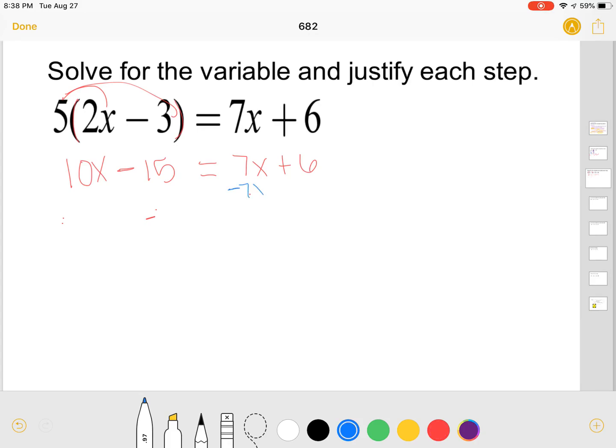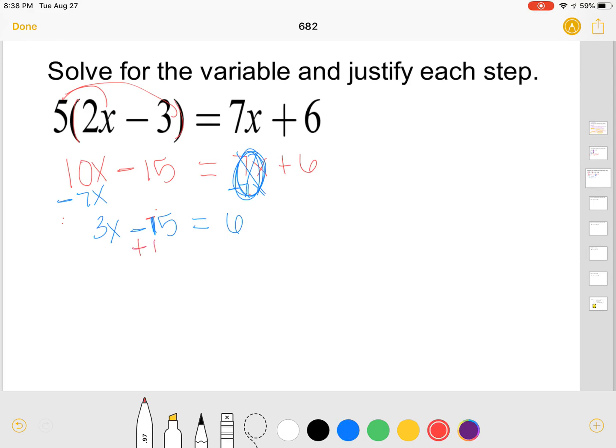I'm going to move my 7x here, so I'm going to rebalance my equation. So I have 10x minus 7x is 3x. I still have my negative 15. I haven't done anything with that yet. These eliminate each other to become 0. So I just have that positive 6 on the right-hand side of my equation. 3x minus 15 equals 6. Let's go ahead and move that 15.